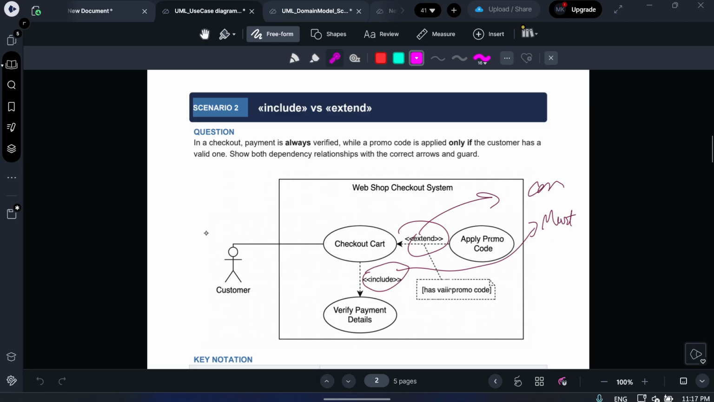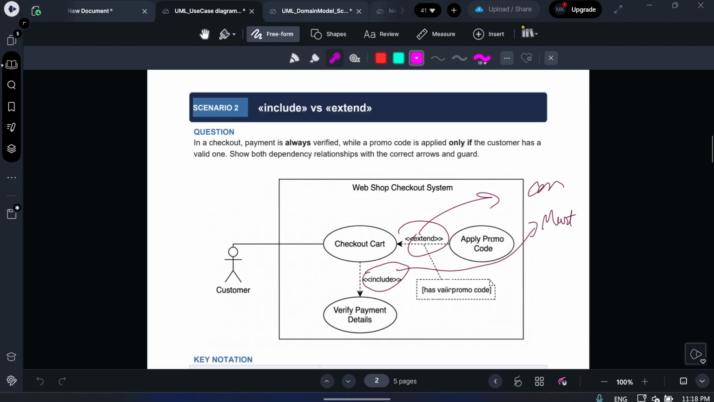Now we have an actor, of course, the customer. He can check out cart, verify payment details. This is something that must happen. You must verify details. Always verified. Must include. But only if the customer applies a code, extend: apply code, then only if the customer has a valid code. So while a promo is applied only if it has a valid one. So extends. So this extends goes here.